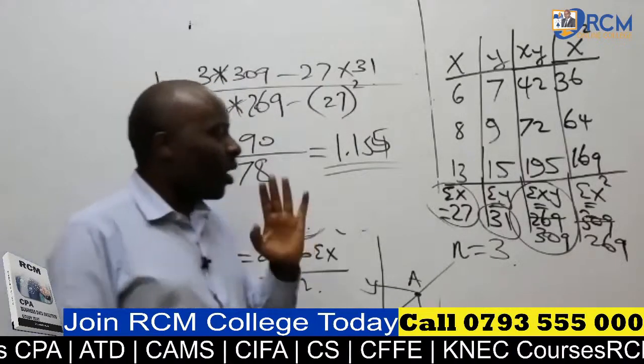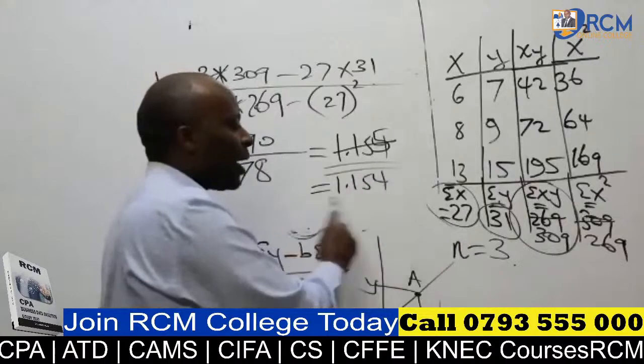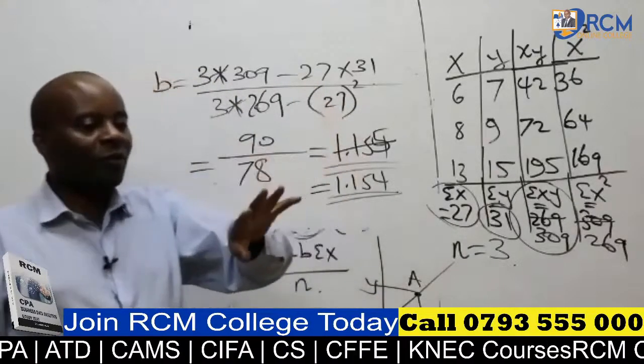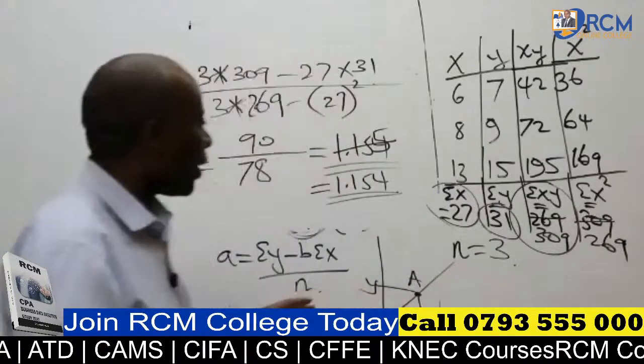Then you guys were okay. You are correct. It's supposed to be 1.154. Thank you very much. Let's restrict ourselves here to 3 decimal places. That is quite good enough for us.